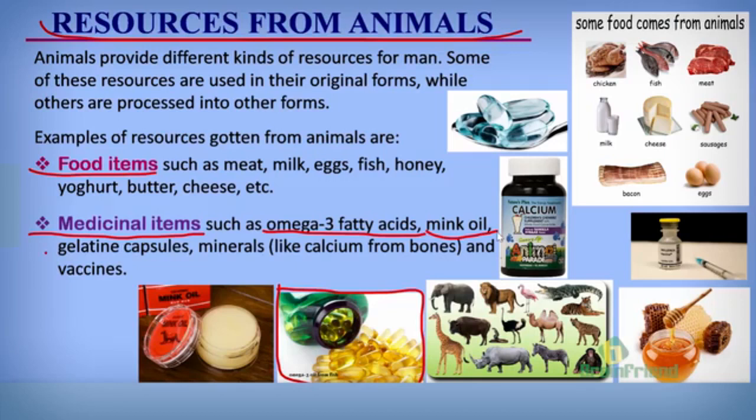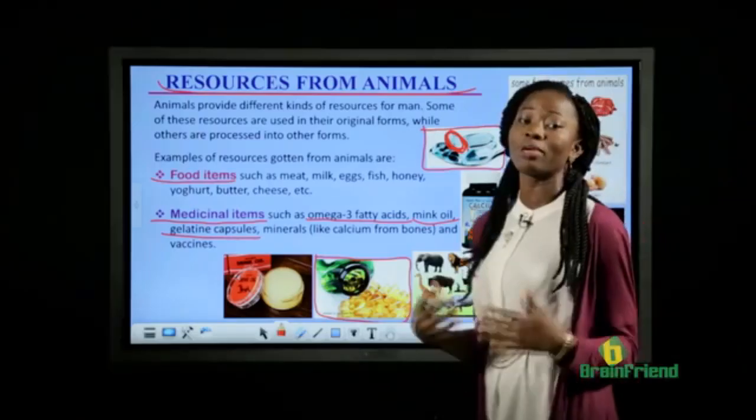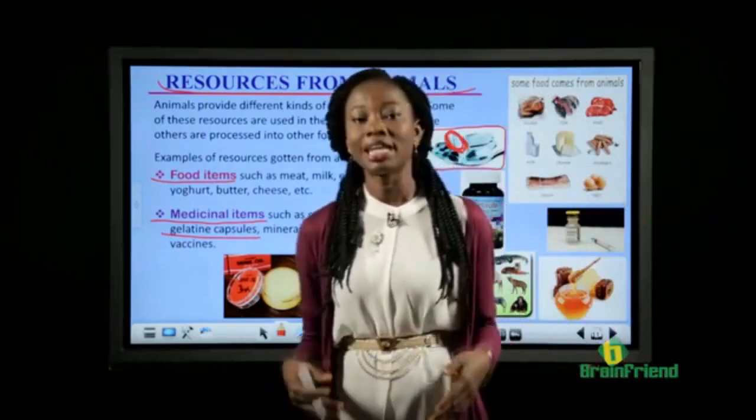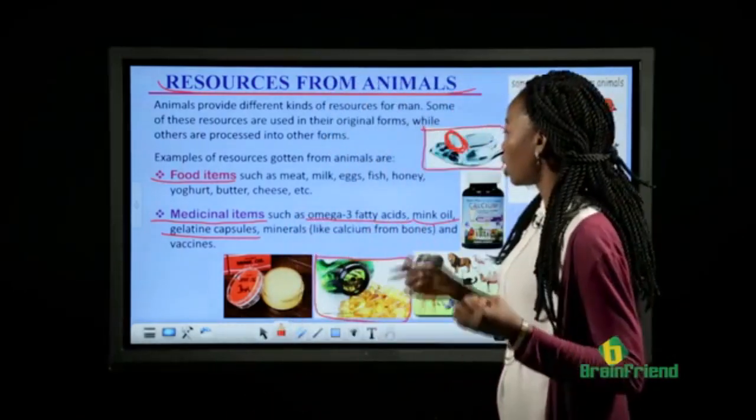We have gelatin capsules. Gelatin is a substance that is gotten from animals, and they are used to make certain kinds of capsules called gelatin capsules. Most of the capsules we take when we are sick are made of gelatin, and gelatin is gotten from animals. Gelatin is just the substance used to make the capsule. These capsules usually contain drugs, so this capsule itself is made of gelatin. That's why we can consume them, because they are safe. They are made from animal products.